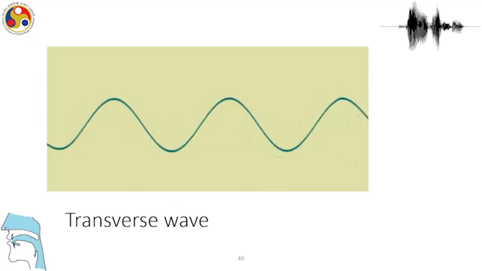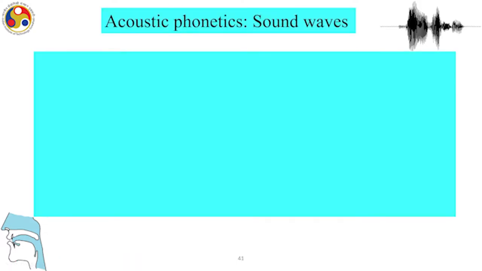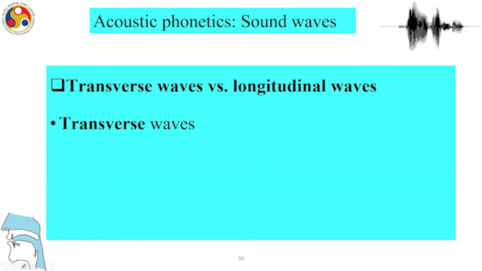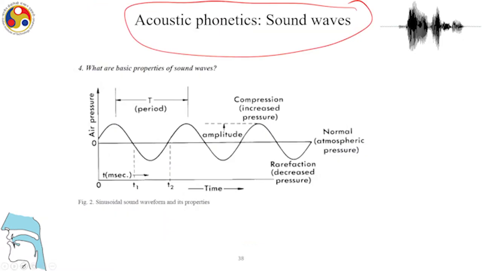I think we cannot use the video here of the transverse waves, but you can play the lecture and see how transverse waves are different from longitudinal waves. But let us now just quickly look at this diagram. It's the basic property of sound waves. Sound waves have a period, that is cycles of repetition.